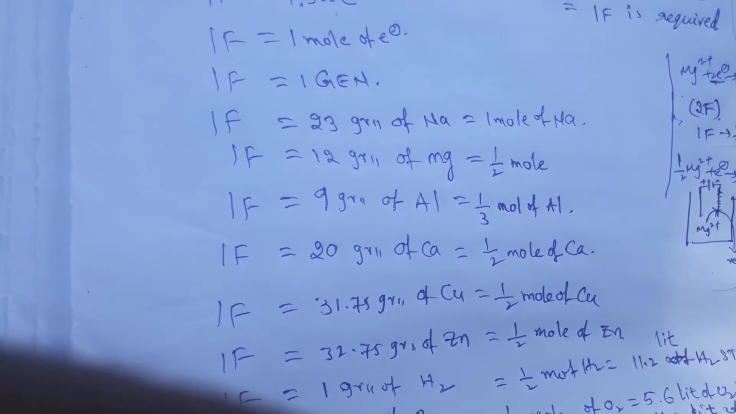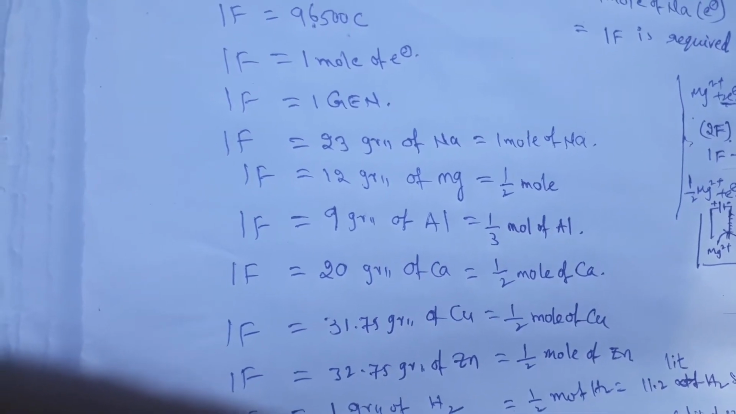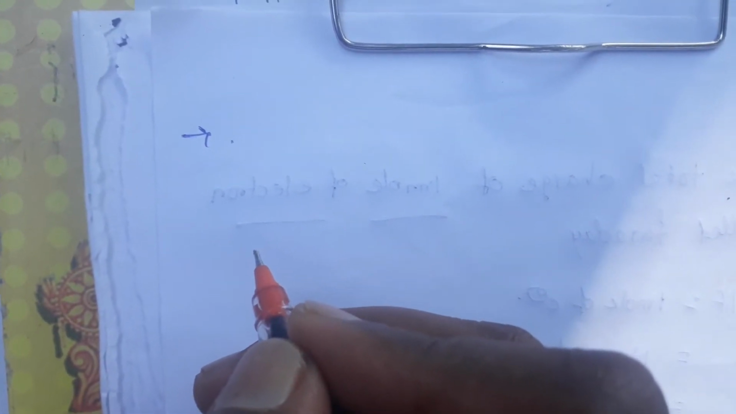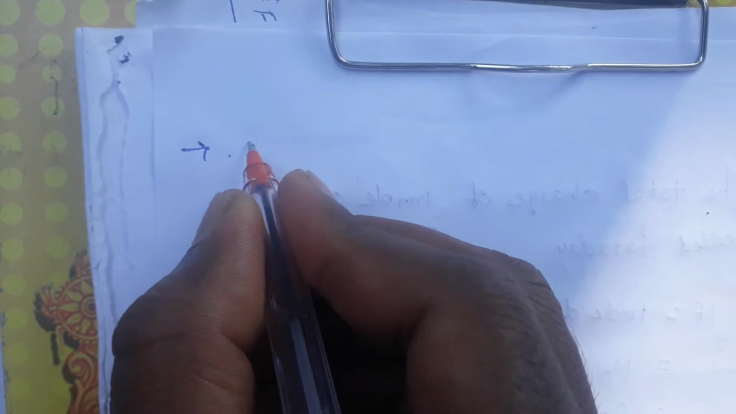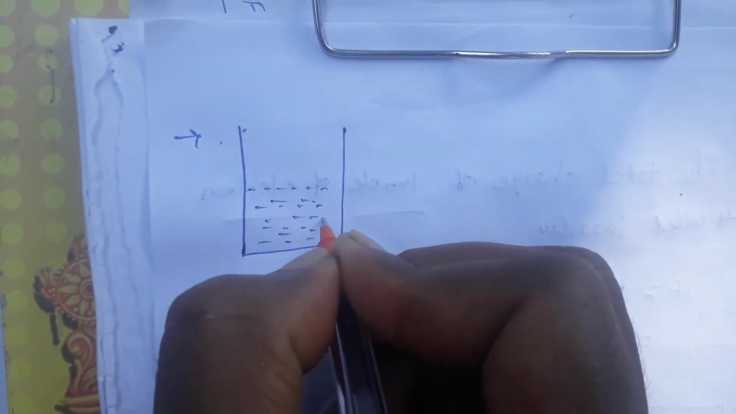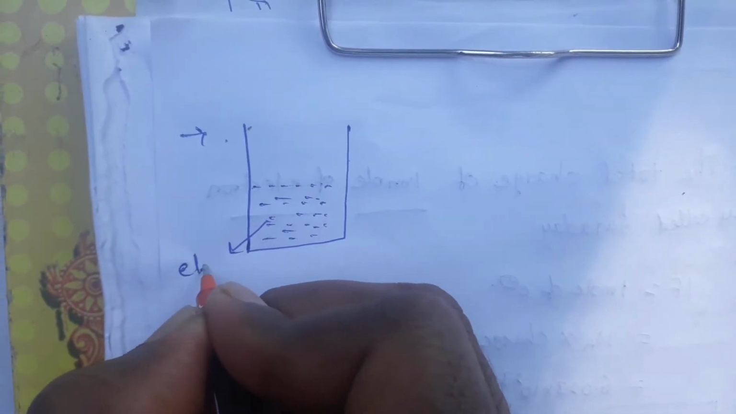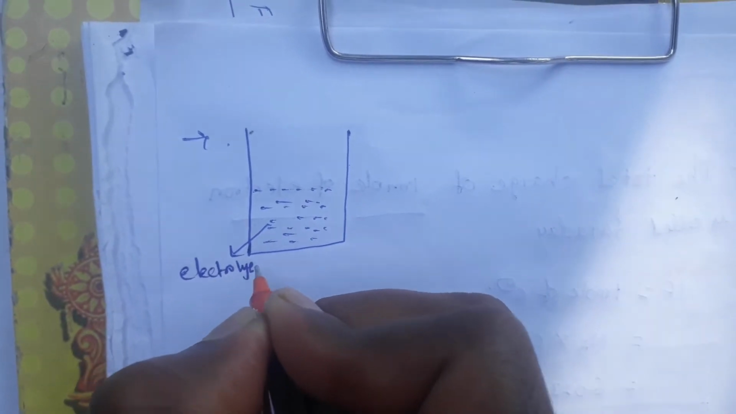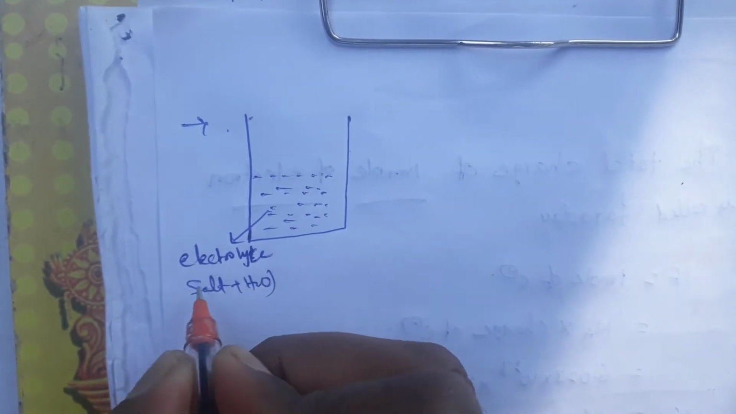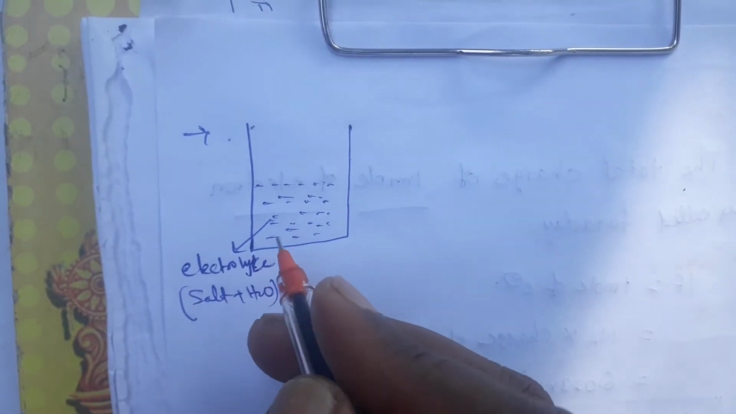Next we start with conductance. We will see how the conductivity increases. We know that there are metallic conductors and electrolytic conductors. Here there is a beaker, in which you took an electrolyte, or any salt, dissolved in water. So salt plus H2O, or any electrolyte, you took into the solution.